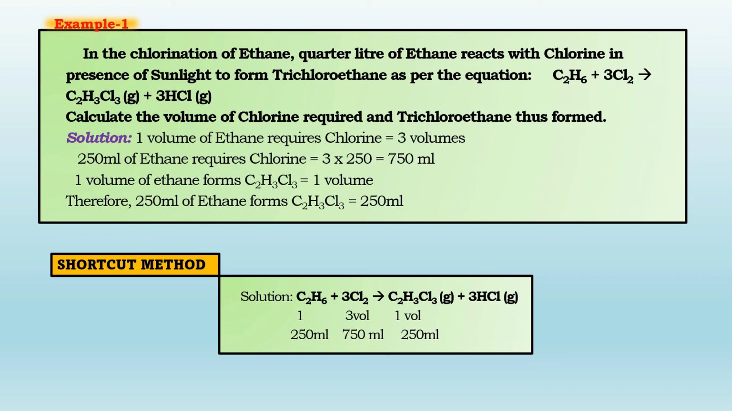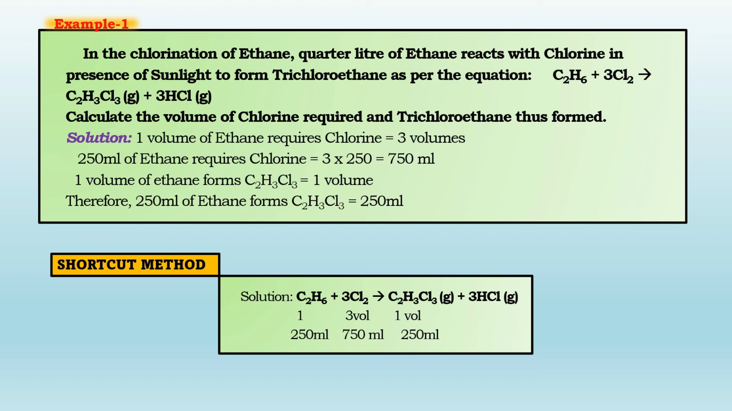Similarly, 1 volume of ethane forms trichloroethane as 1 volume. So 250 ml of ethane forms trichloroethane equal to 250 ml. Shortcut method. First we write the equation. C2H6 plus 3Cl2 gives C2H3Cl3 plus 3HCl.